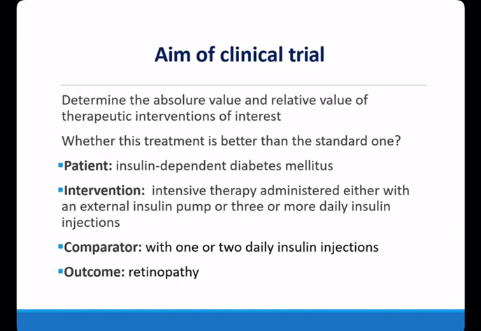The aim of this clinical trial is to determine the absolute value or the relative value of the therapeutic intervention of interest. For example, let's take the clinical trial for retinopathy in diabetes patients. In this trial, the patients are insulin-dependent diabetes patients, and the intervention was intensive therapy, administered either with an external insulin pump or 3 or more daily insulin injections, while the comparator was 1 or 2 daily insulin injections, and the outcome was retinopathy.